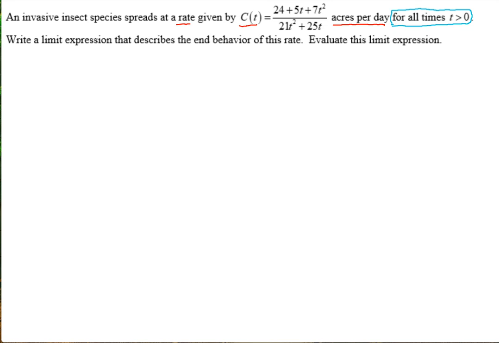So it says write a limit expression that describes the end behavior of this rate. Okay, so end behavior is talking about limits at infinity or negative infinity. Normally it could be either one or both, but in this case it's time, and having negative time doesn't make sense. Plus, it also tells you time is positive here. So the only limit expression for the end behavior that would make sense here would be the limit as t approaches positive infinity.